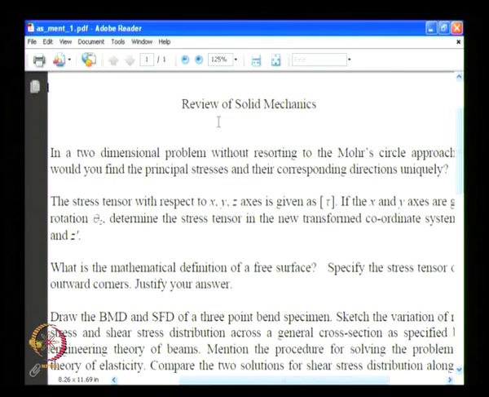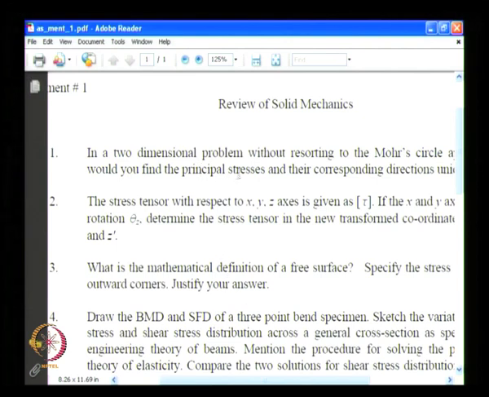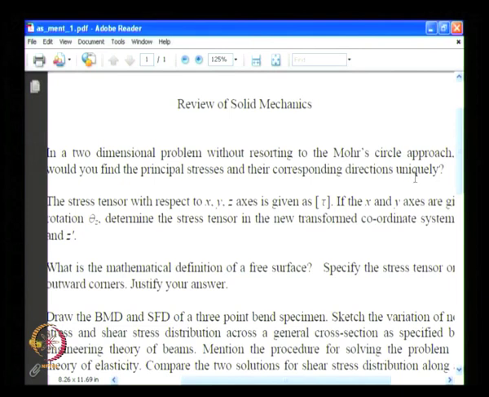And the first question is like this: in a 2-dimensional problem, without resorting to the Mohr circle approach, how would you find the principal stress and their corresponding directions uniquely? See, what you need to understand is, you have done a course in strength of materials where you find out principal stress direction, where you also find out principal stress magnitude.